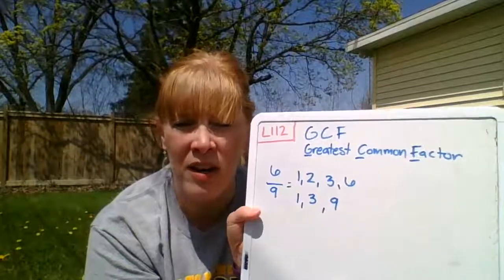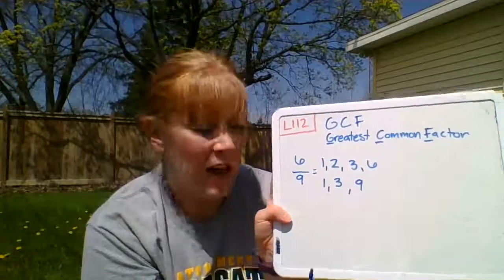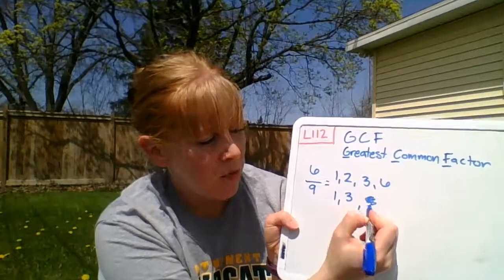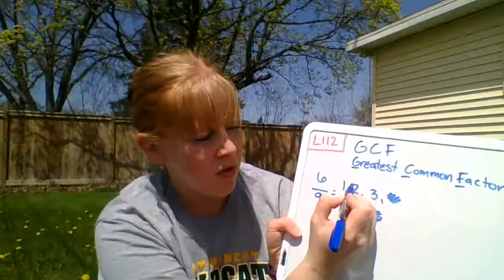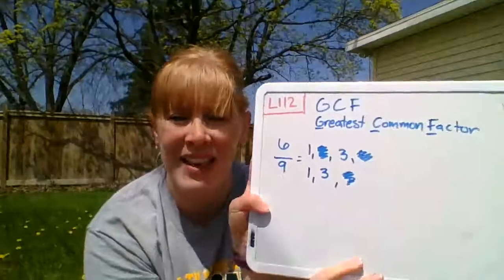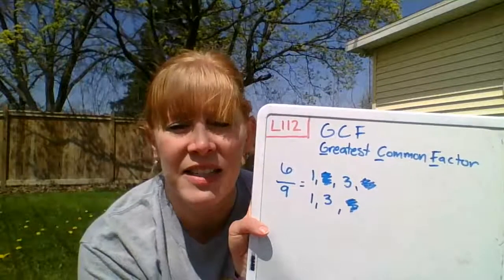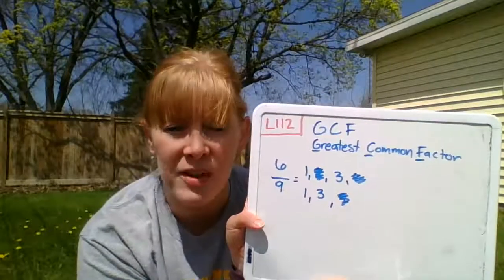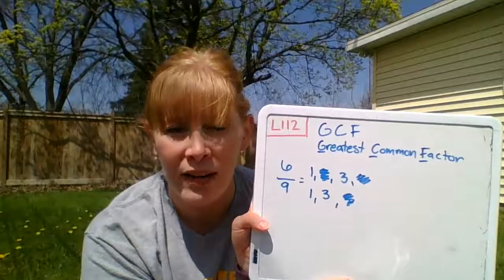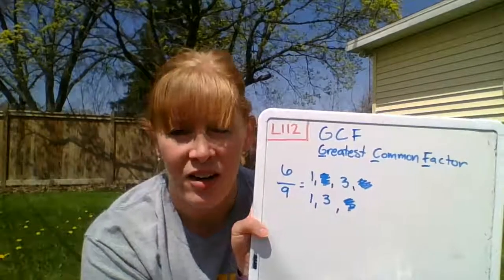So I'm going to look at what are the numbers that are not common at all. 9 is not in both of my lists. 6 is not in both of my lists. 2 is not in both of my lists. I am left with 1 and 3 as common factors of 6 and 9. That means that both 6 and 9 have 1 and 3 as factors.